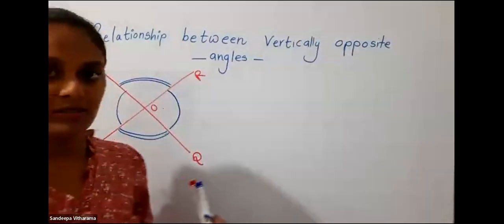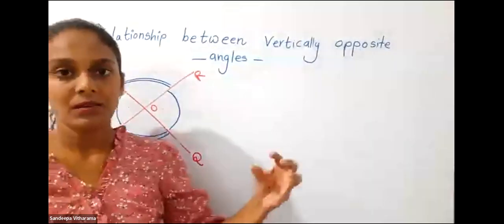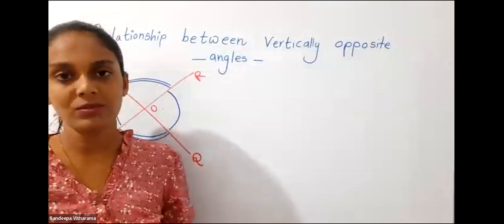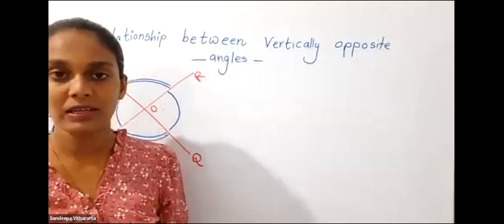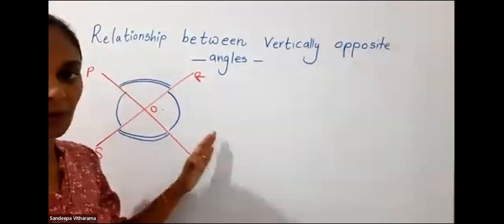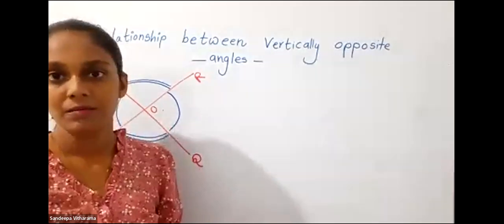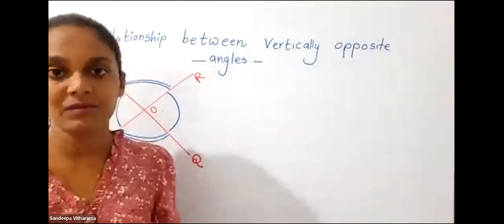The vertically opposite angles are the angles which are formed by meeting or by intersecting two straight line segments together. Okay, then the angles formed face to face are called the vertically opposite angles. The relationship is they are equal to each other.